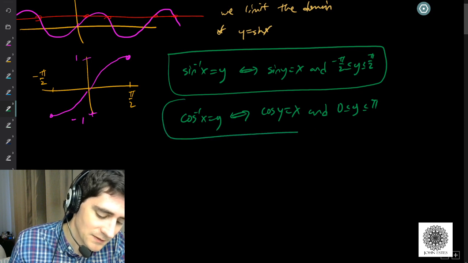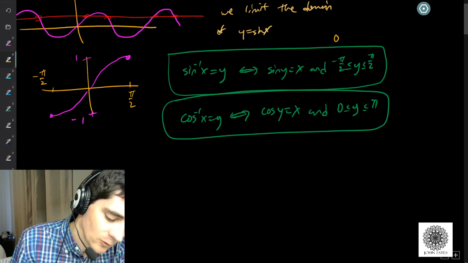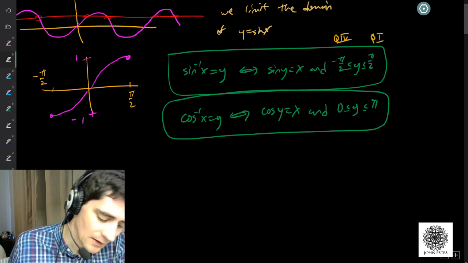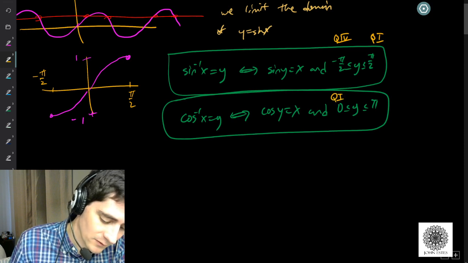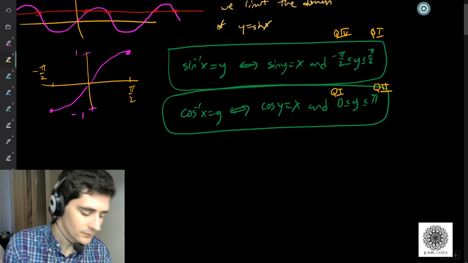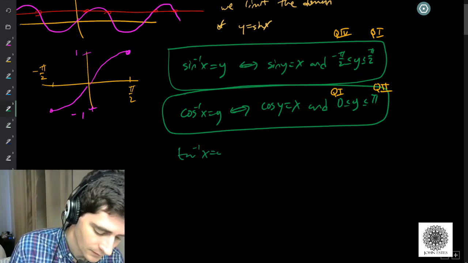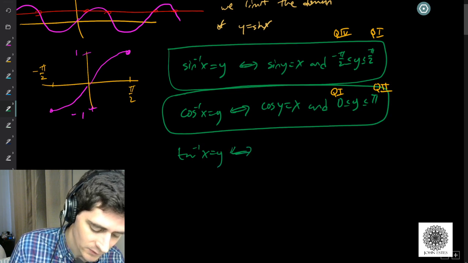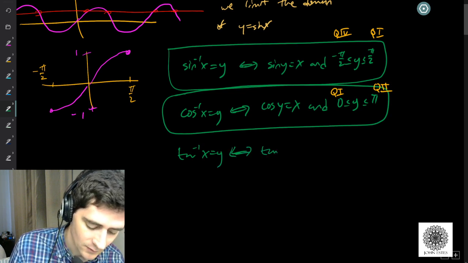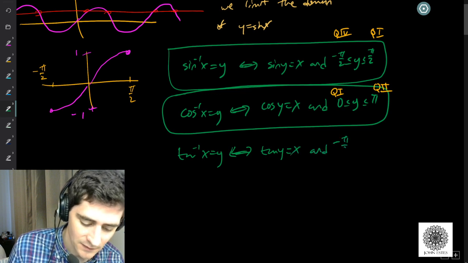All right, so basically you can think for sine, we're talking about quadrant 4 up to quadrant 1. And for cosine, we're going from quadrant 1 up to quadrant 2, like that. And then tan inverse, by that we mean tan y equals x, and it's going to follow the same thing as sine.